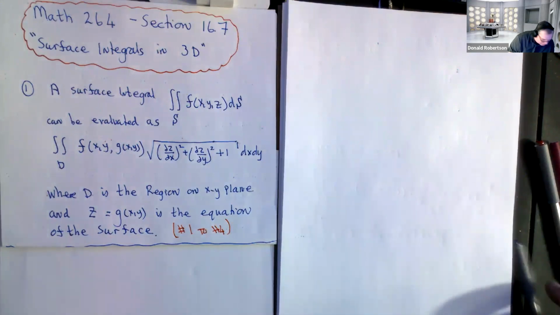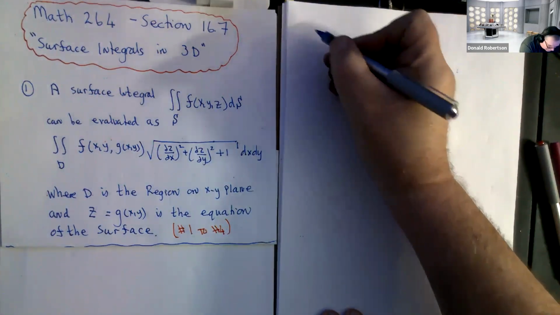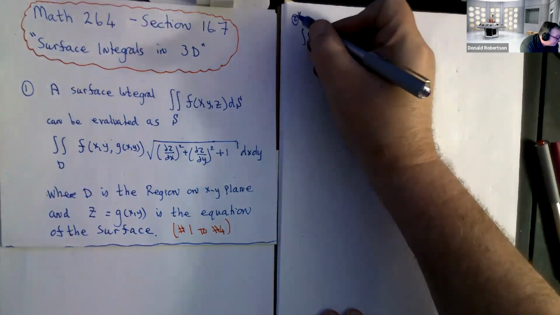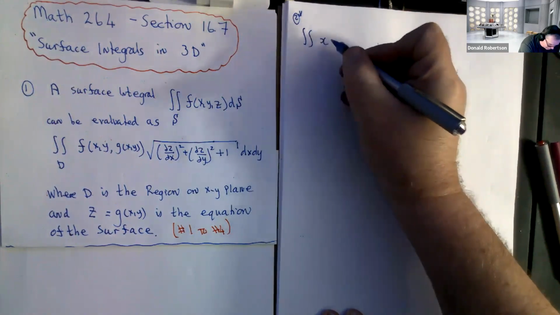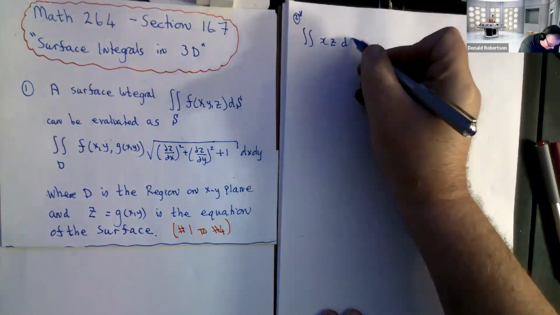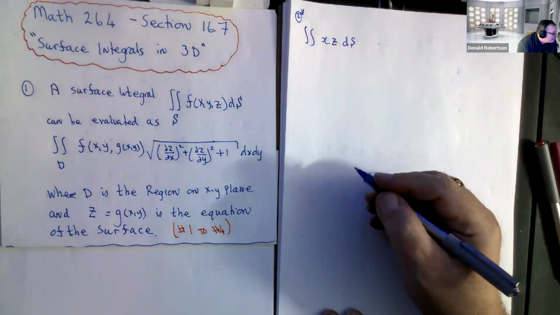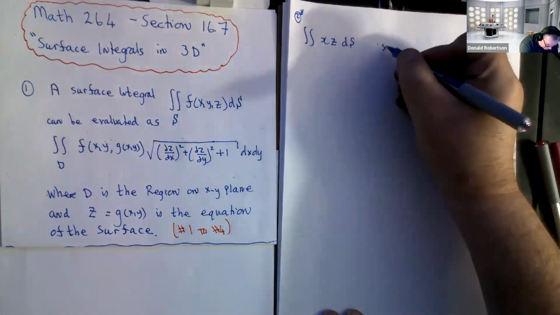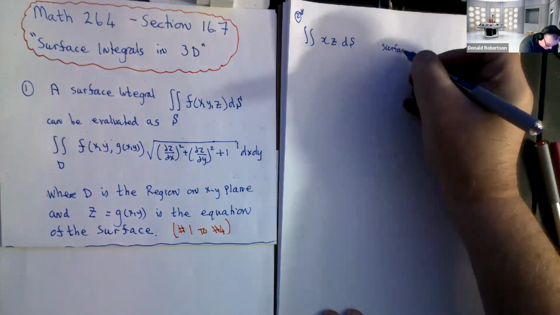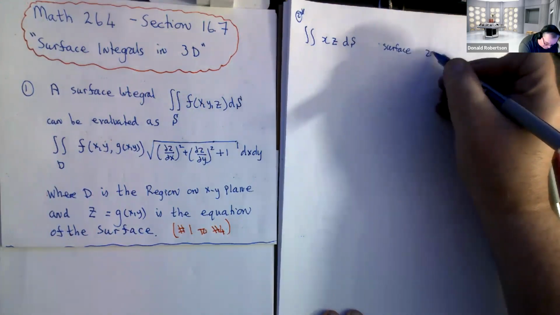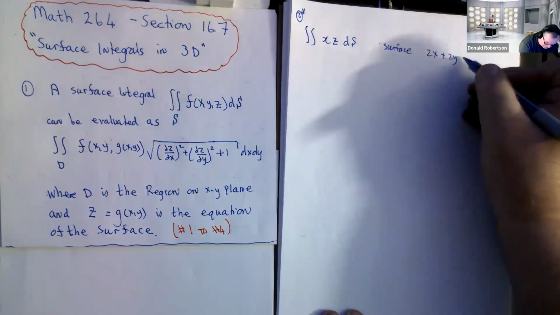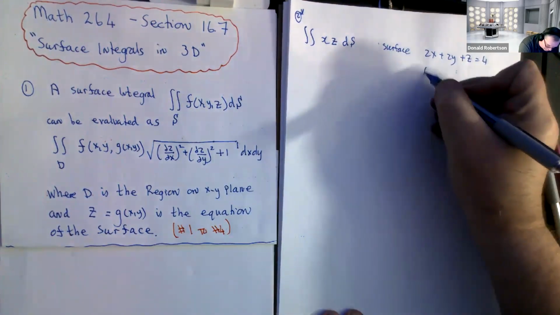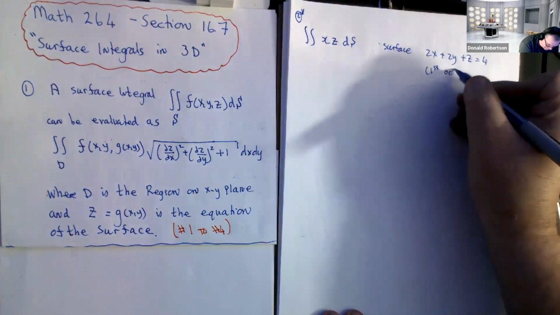Now, in question 2, we're going to be looking at the surface integral xz dS. And we're told that the surface has the equation 2x plus 2y plus z equals 4. And we're also told that it's in the first octant.